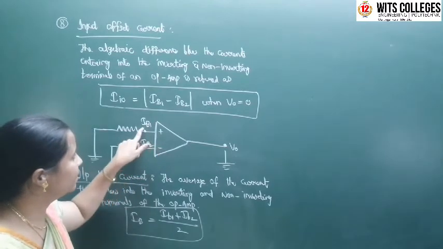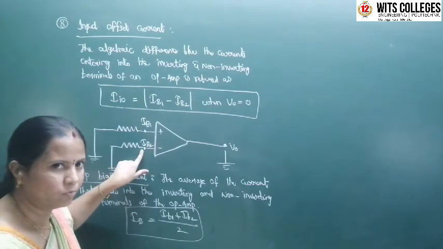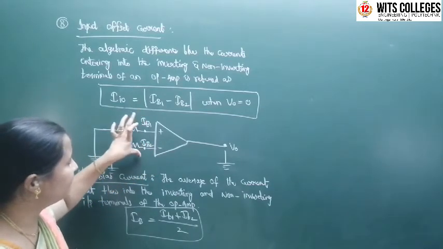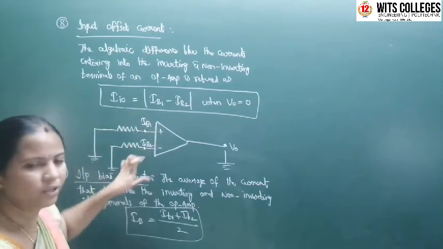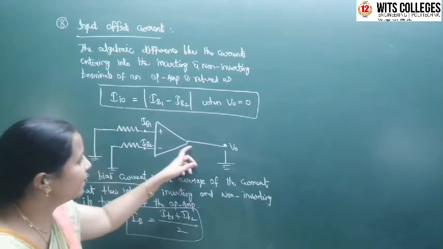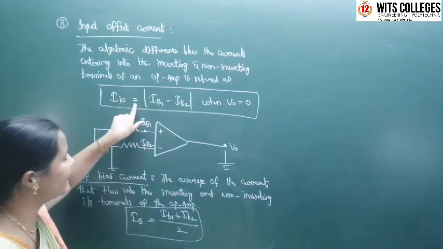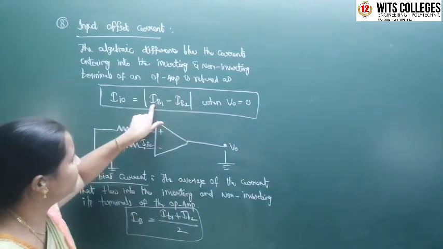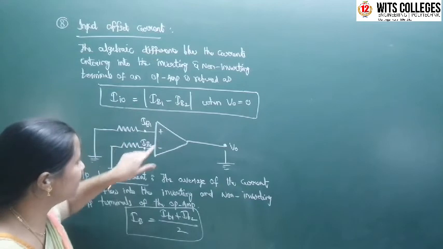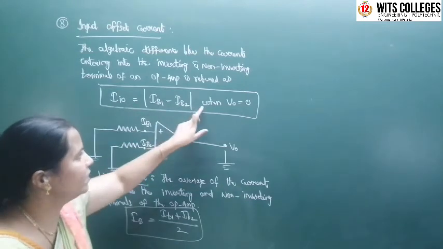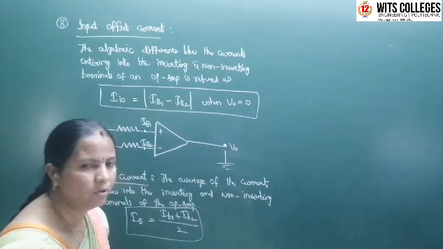At the non-inverting terminal, the current is denoted by IB1. At the inverting terminal, the current is denoted by IB2. The algebraic difference between these two currents at the non-inverting and inverting terminals of the operational amplifier, when the output voltage is equal to 0, is the input offset current. It is indicated by IIO equal to IB1 minus IB2. IB1 is the current at the non-inverting input and IB2 is the current at the inverting input. The output is connected to ground, meaning V0 equals 0.